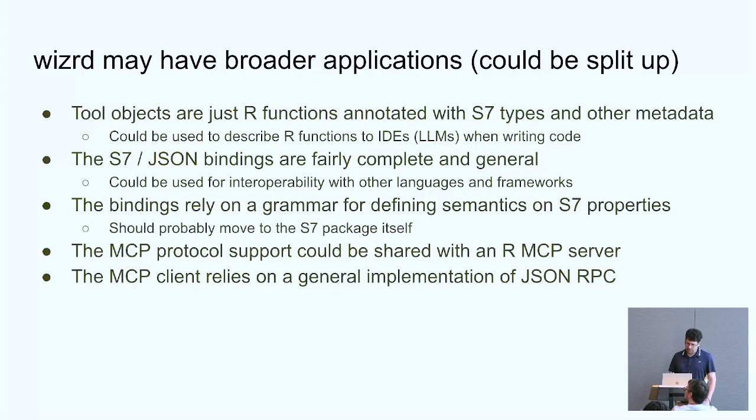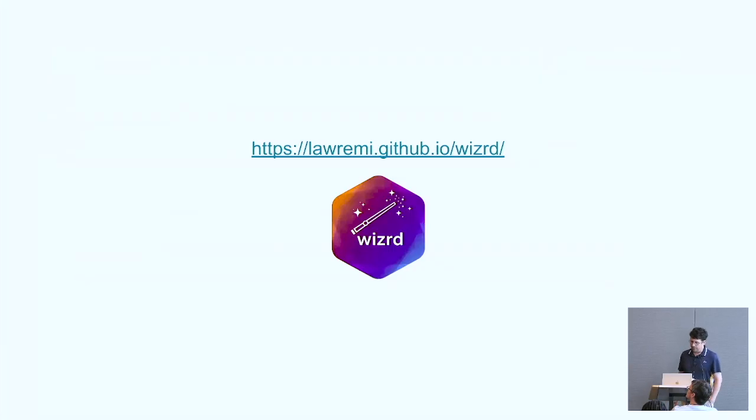Yeah, and then probably the MCP server stuff could also be split out. The JSON RPC layer underneath that, the dynamic OAuth stuff could all be shared. Anyway, this is it. I'm happy to answer any questions.